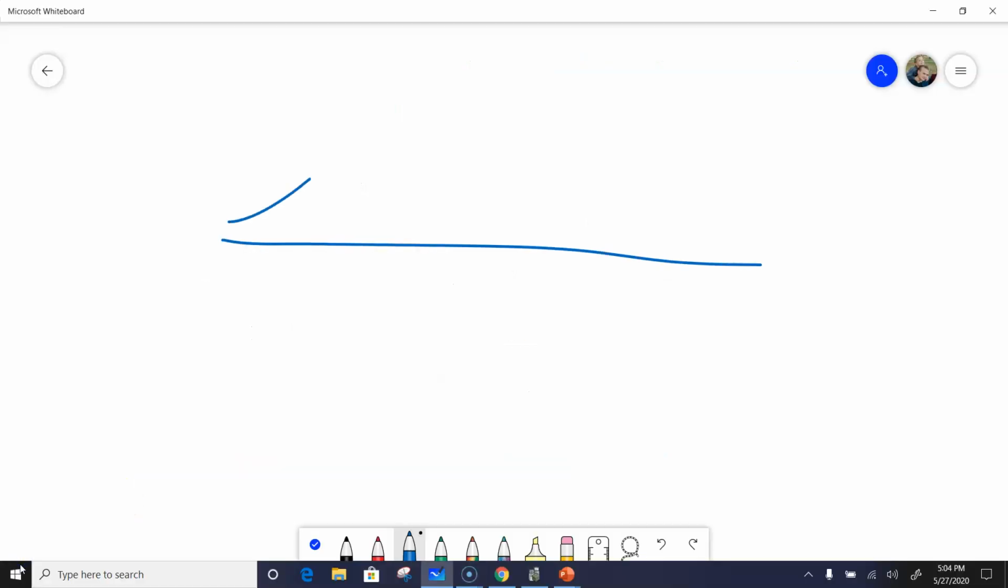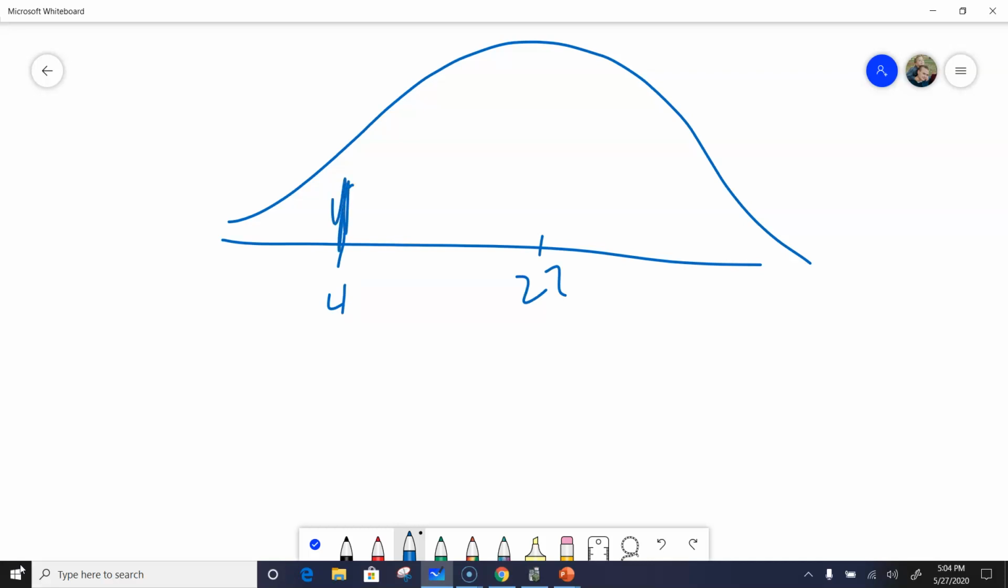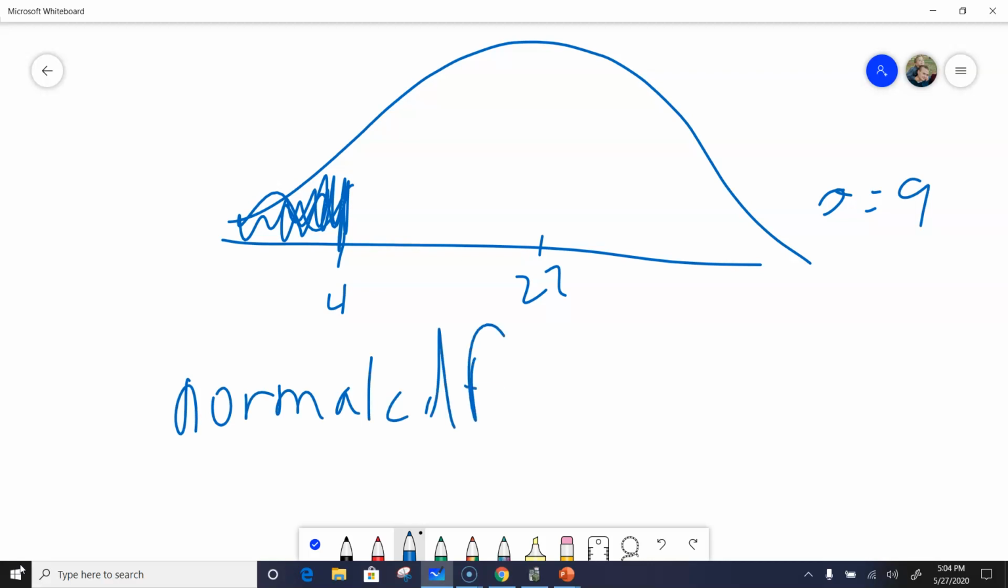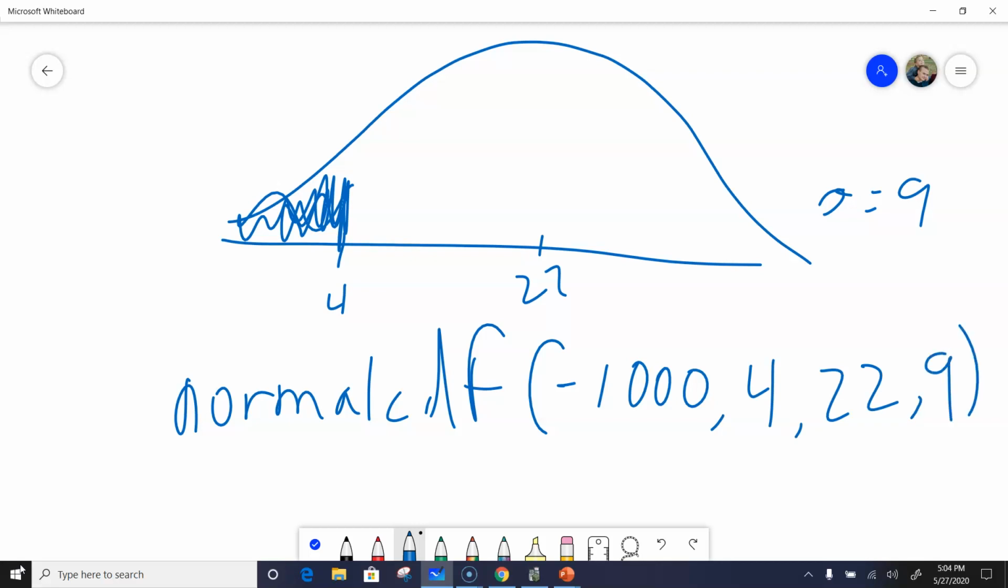So 22 is going to live at the middle of this normal distribution, right? The average college student works for 22 hours a week. We want to find the probability somebody works for less than 4. And remember that the standard deviation, they told us, was 9. So this is just going to be normal CDF. Go like negative 100 or 1,000, if you want to use the same number every time. Up to 4, that's my upper limit. The mean is now 22, and the standard deviation is 9.